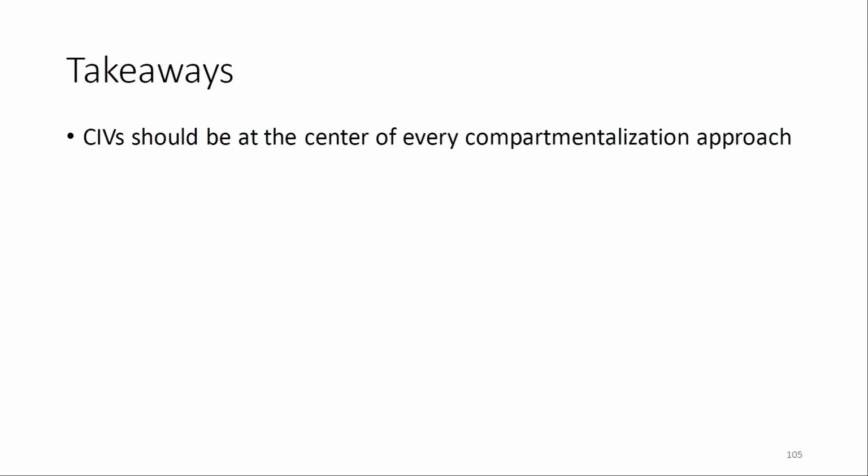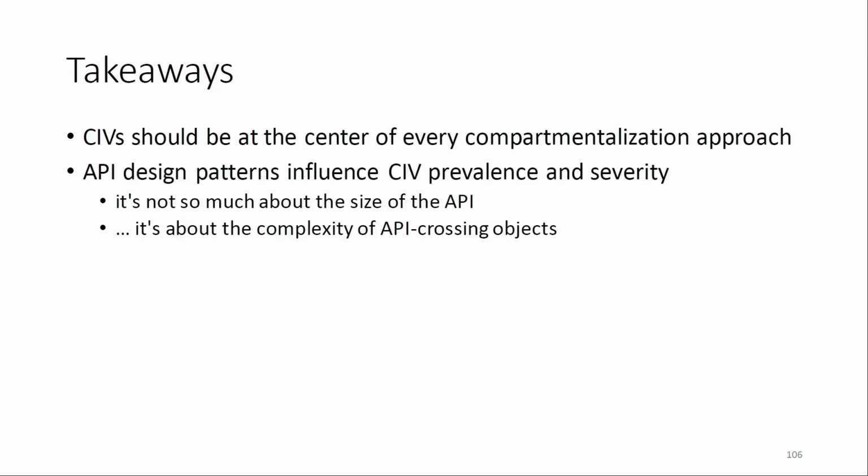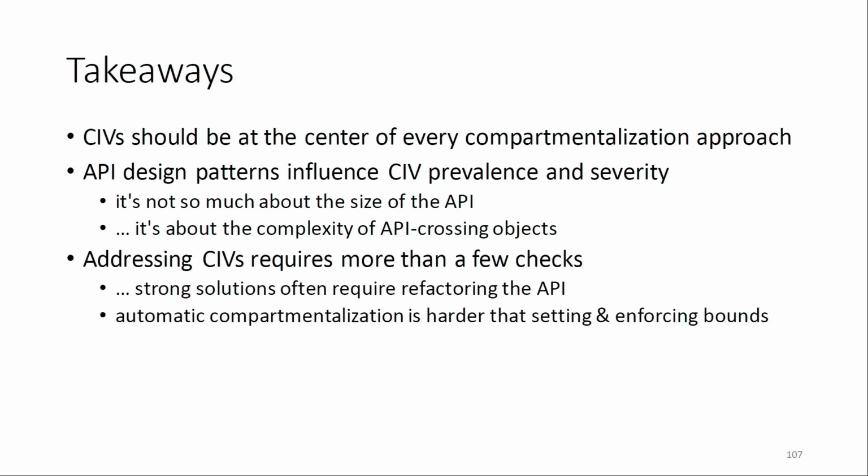CIVs should clearly be at the center of every compartmentalization approach. You will likely not achieve tangible security benefits without it. API design patterns influence the presence of CIVs and their severity. Overall, it's not so much about the size of the API, it's about the complexity of API crossing objects. And addressing CIVs is not just a matter of writing a few checks.